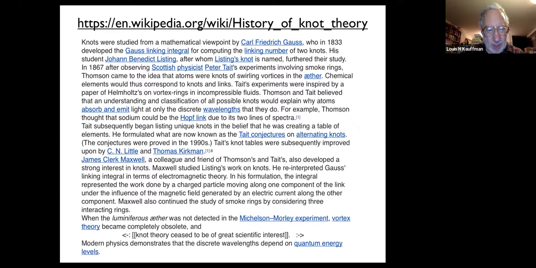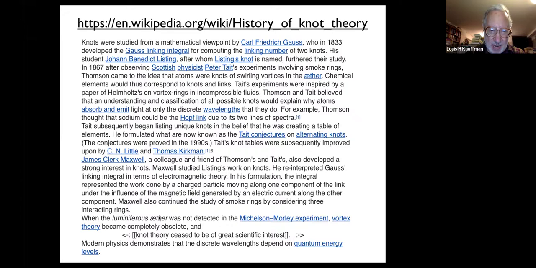At the end, it says, when the luminiferous ether was not detected in the Michelson-Morley experiment, the vortex theory became completely obsolete, and knot theory ceased to be of great scientific interest. But this wiki is, of course, wrong. It is true that the luminiferous ether was lost, but the knot theory has not been lost in science.